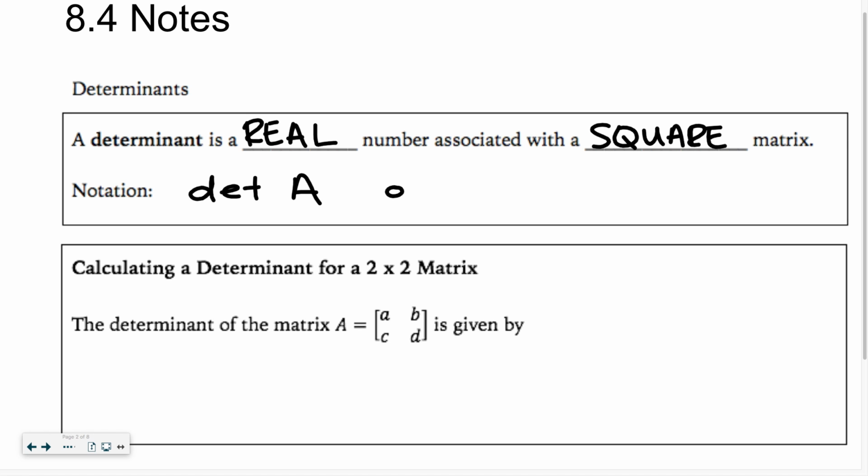There is a second notation that you might see. It looks like absolute values, okay? But it's important here, this is not an absolute value. This is determinant A. So it's read the same way. You can use either notation that you prefer. Be familiar with all notations.